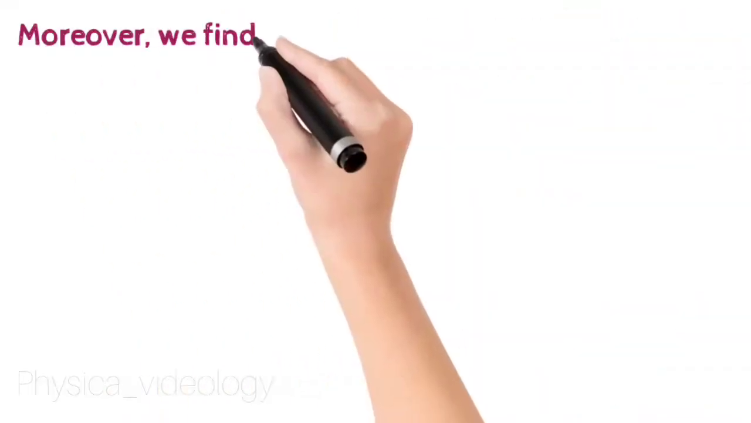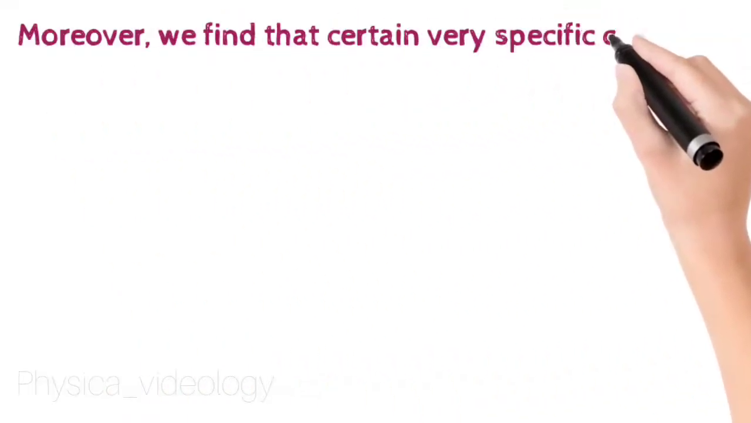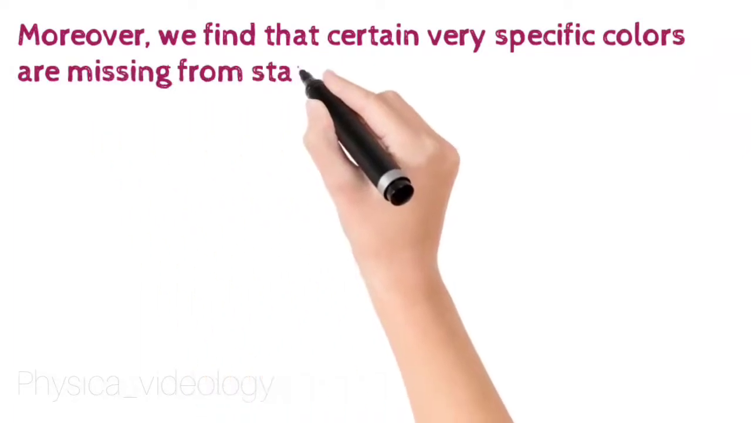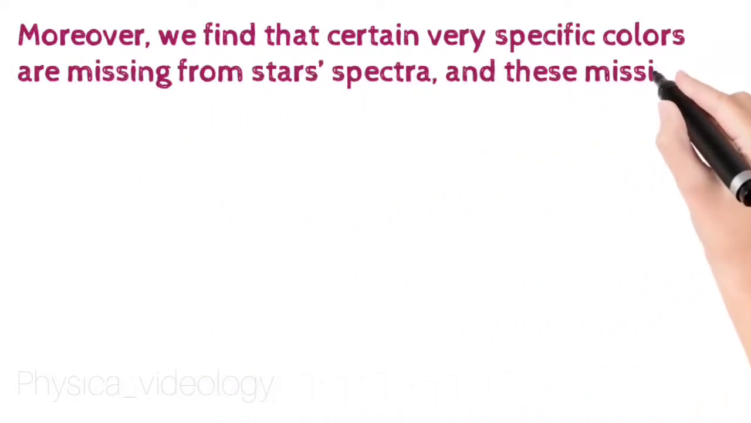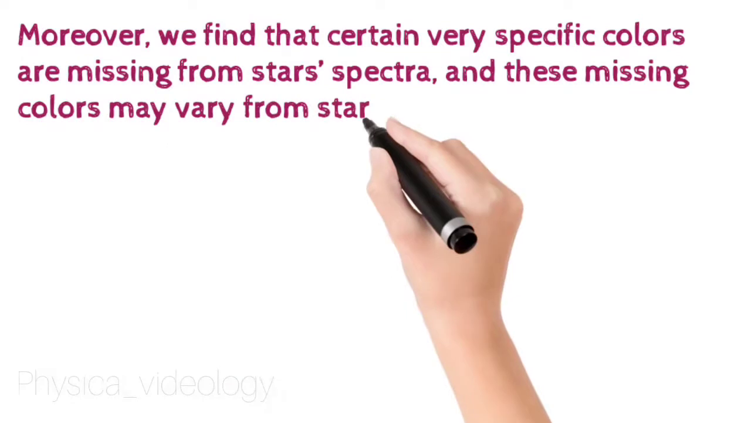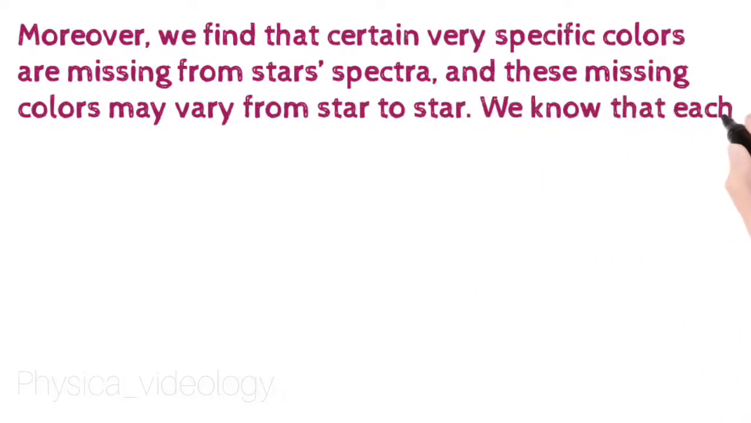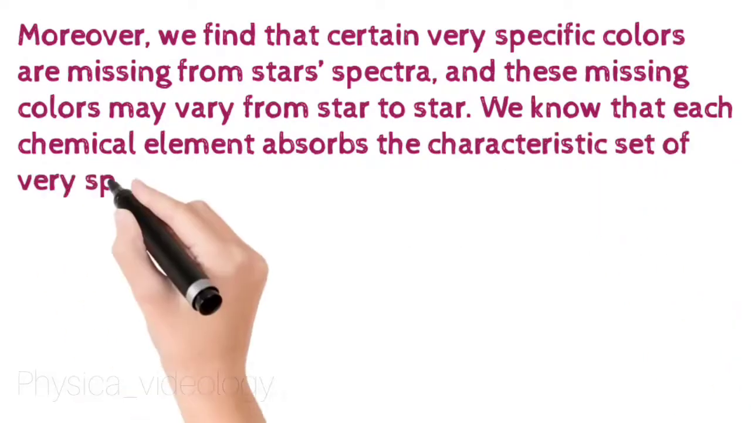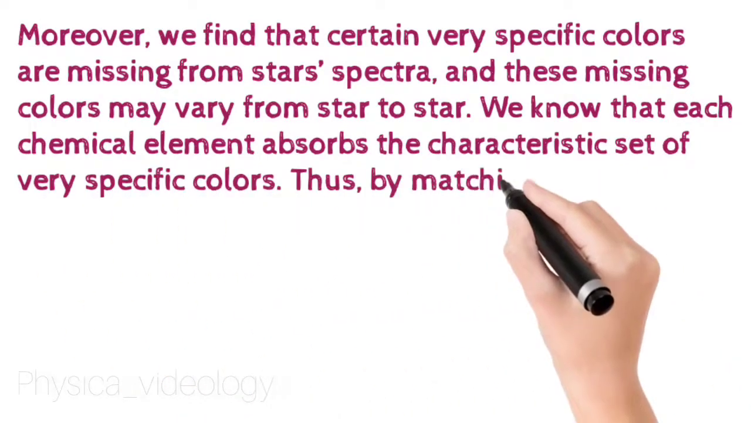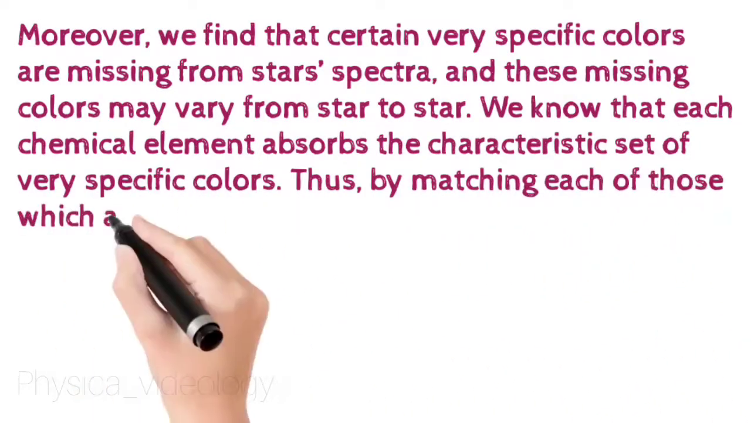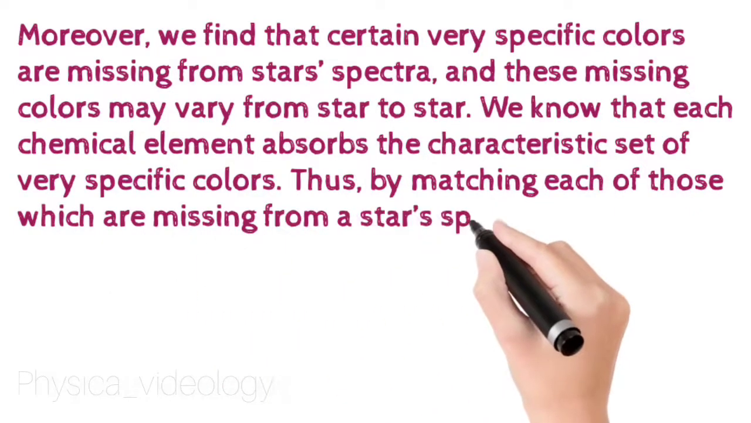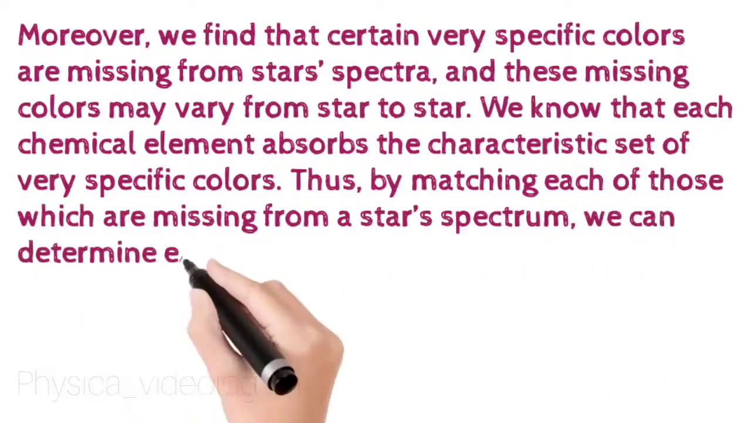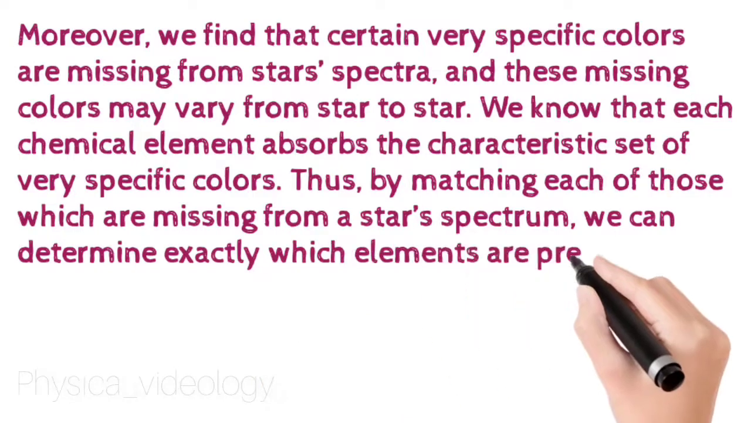Moreover, we find that certain very specific colors are missing from stars' spectra, and these missing colors may vary from star to star. We know that each chemical element absorbs a characteristic set of very specific colors. Thus, by matching each of those which are missing from a star's spectrum, we can determine exactly which elements are present in the star's atmosphere.